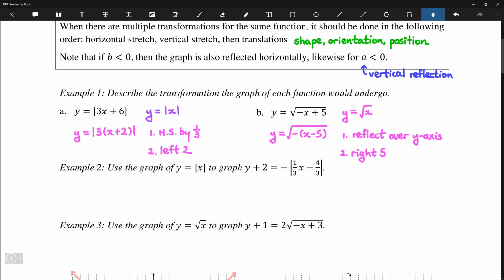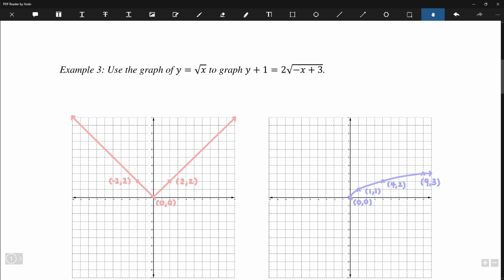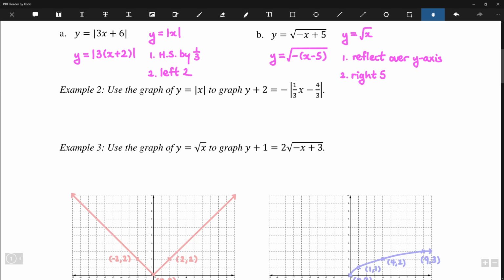Next we will graph some of these. Sorry about the color choices here. Y equals the absolute value of x. Okay, that's a simple fix. All right, so now we have examples 2 and 3 where we actually graph the functions. Start with example 2. We're going to use the graph of y equals the absolute value of x, drawing in light red here, to graph y plus 2 equals negative absolute value of 1/3 x minus 4/3.